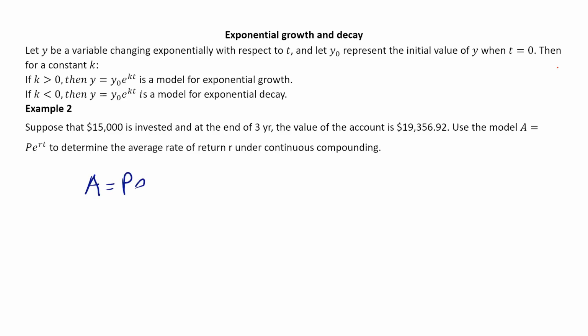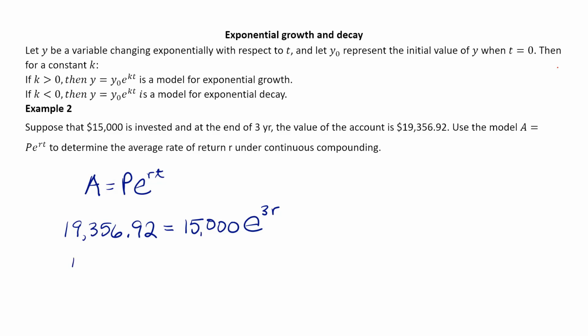So we have A equals P e to the RT. Our A is going to be 19,356.92. That's the amount that we have after 3 years. So we're going to put in 3 for T, and A will be 19,356.92. And then our P, our principal investment, is 15,000, and we're going to solve for R. So we put in that big number for A, 15,000 for P, and 3 is our time.